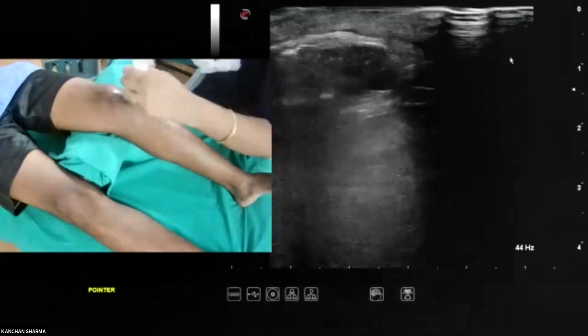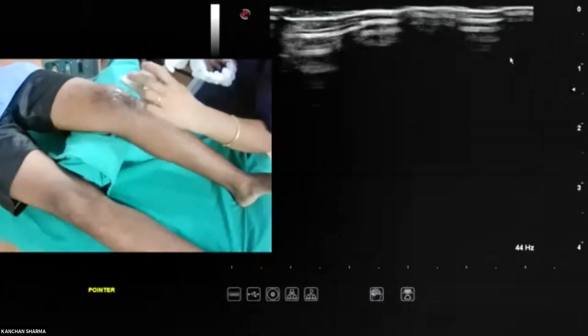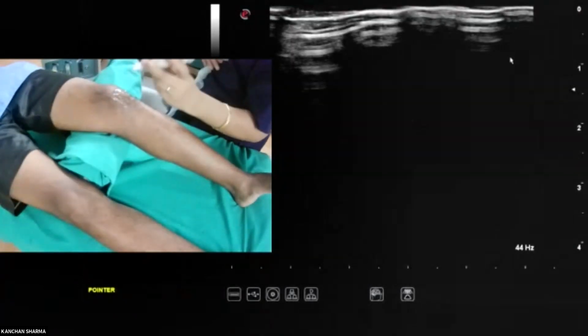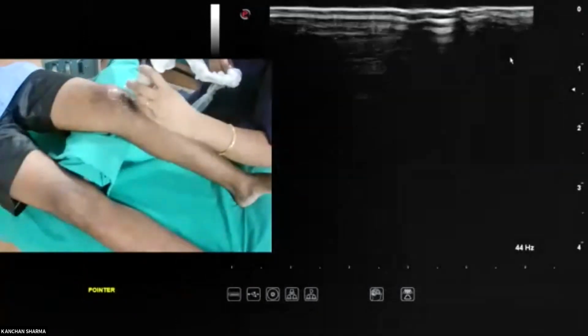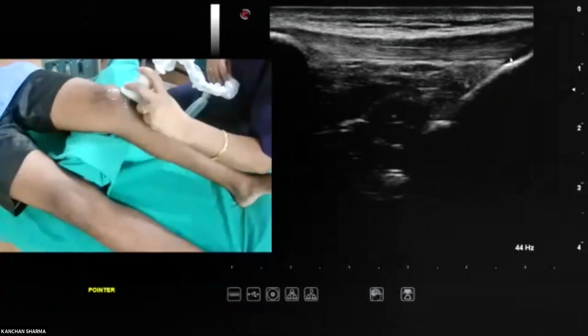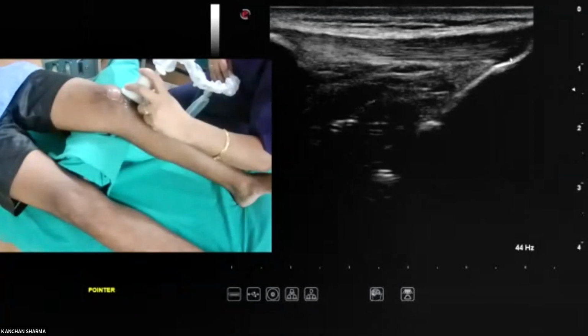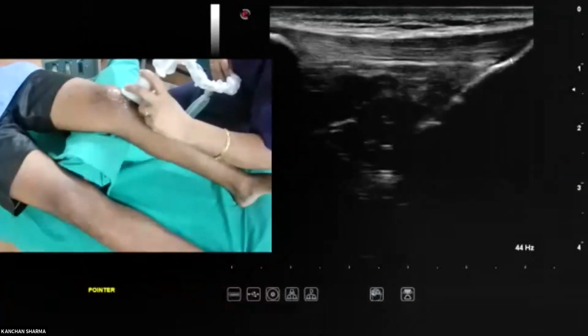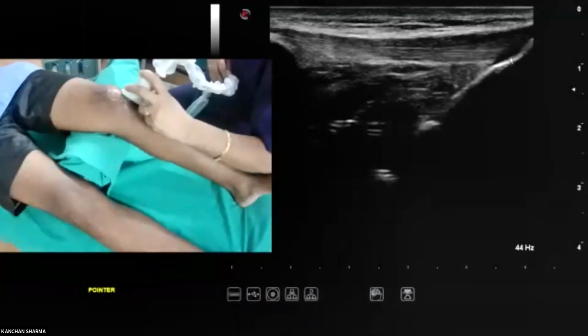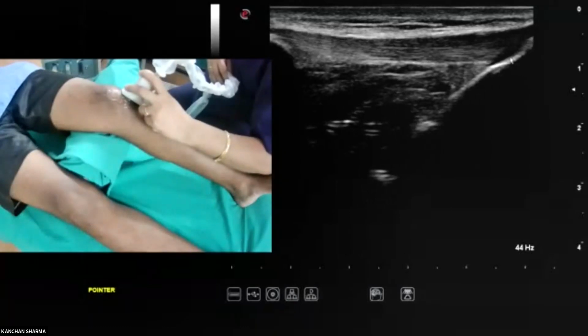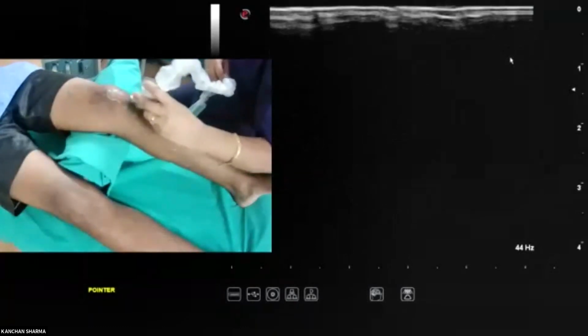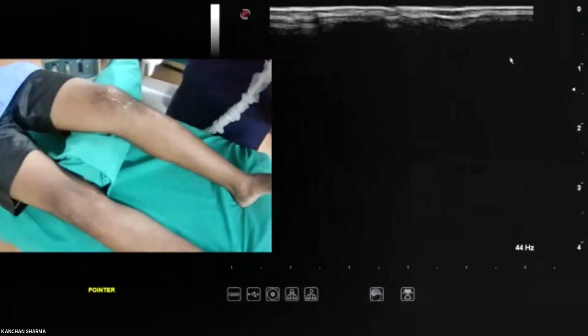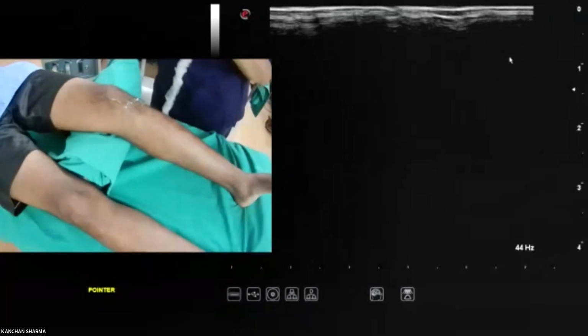Let's have a look how far we have to go in order to scan the patellar tendon. From there, now just look at the screen. I'll just show you the movement and then I'll explain. From there, don't stop there. Once you are able to see this hyperechoic line, don't stop there. Let me apply some gel, otherwise it will be all moving and we'll be able to see all the black areas.